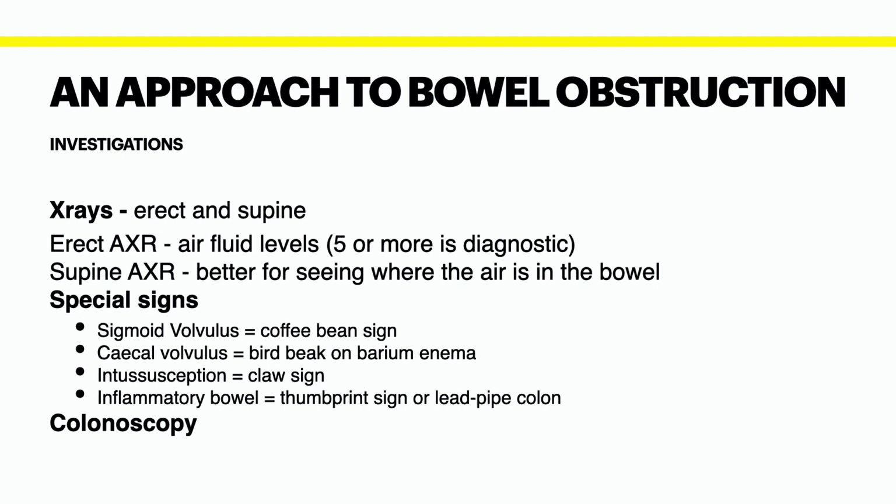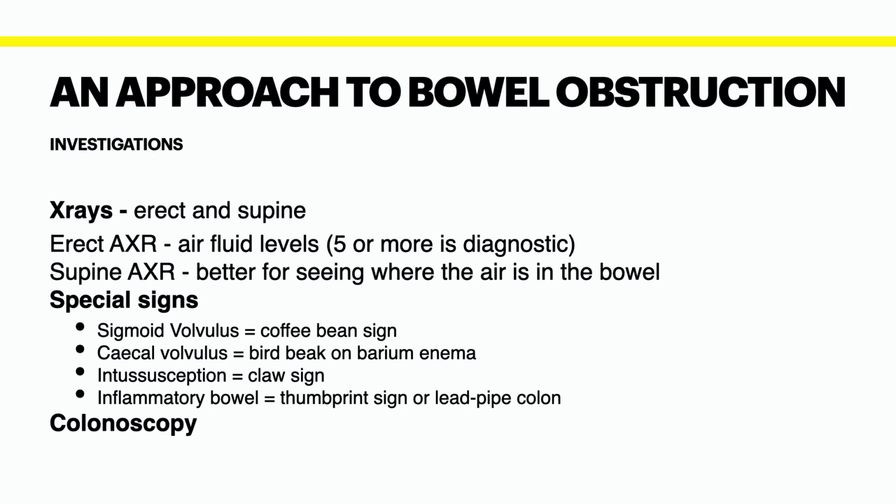Erect abdominal x-rays will show us air fluid levels, and in general, greater than or equal to 5 fluid levels are diagnostic of intestinal obstruction. In the small bowel, the number of air fluid levels is directly proportional to the degree of obstruction and to its site. So if there's a greater number of fluid levels, that's a more distal lesion. A supine abdominal x-ray is also better for seeing where the air is in the bowel. Different parts of the bowel look different.